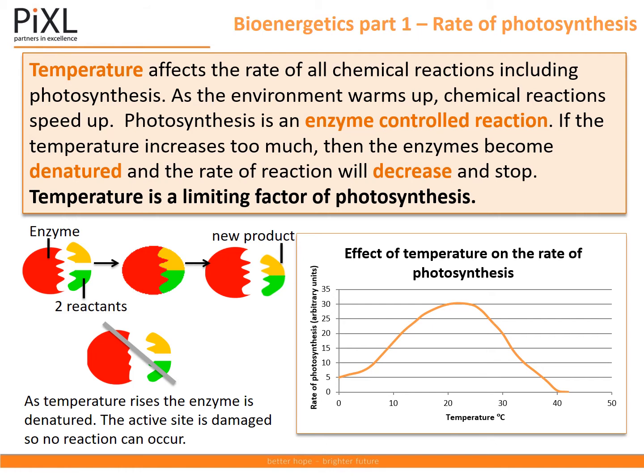Now the graph for temperature is different to the other graphs. So we did carbon dioxide where it went up and then plateaued. In the temperature graph, it goes up. So as you increase the temperature, the rate of reaction increases until it reaches its optimum temperature, and then it very quickly decreases. And that's because the enzymes have been denatured. So if you can add to your revision about temperature being a limiting factor, why it is a limiting factor, and a sketch of a graph to show what the effect of temperature is on the rate of photosynthesis.